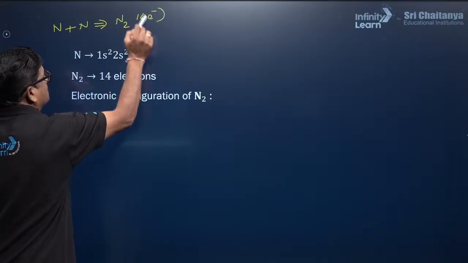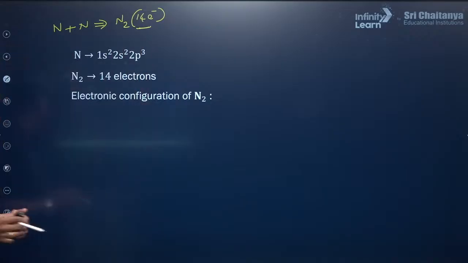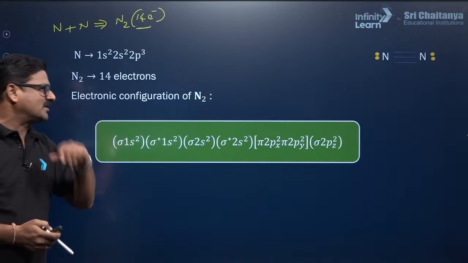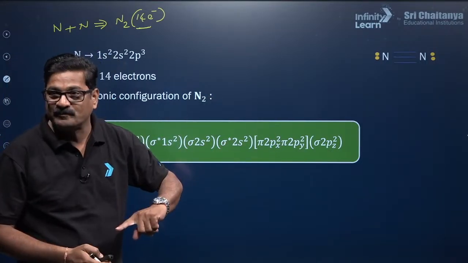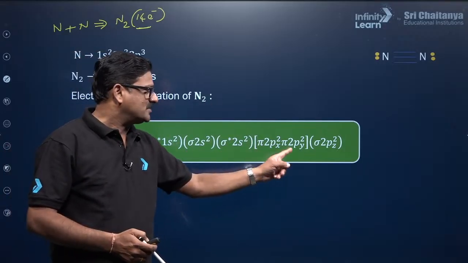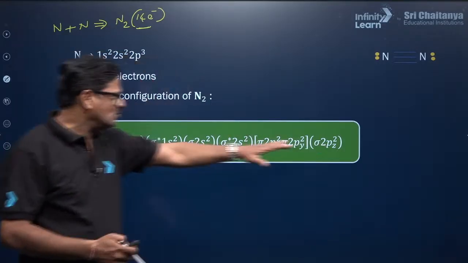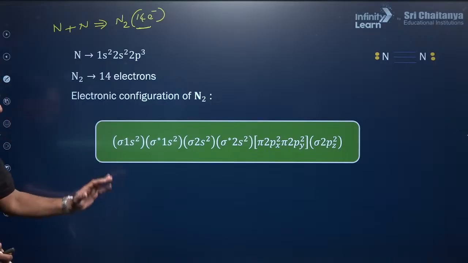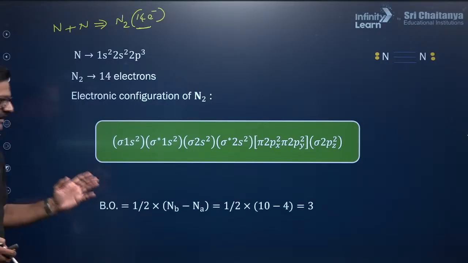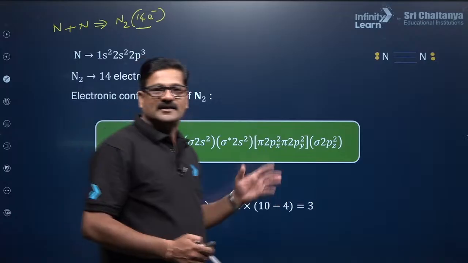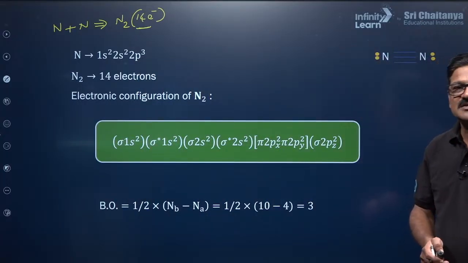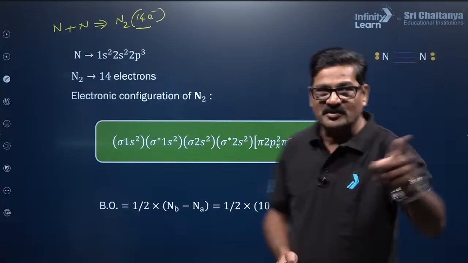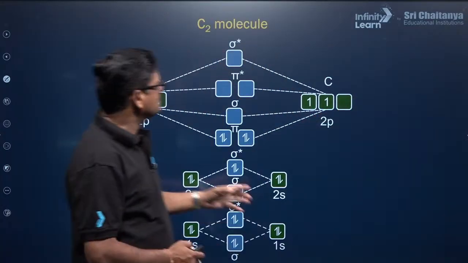14 electrons. These 14 electrons can be written as sigma 1s2, sigma star 1s2, sigma 2s2, sigma star 2s2. Now the pi orbitals come first: pi 2px2, pi 2py2, then sigma 2pz2. There is no unpaired electron, so it is diamagnetic. The number of bonding electrons is 10, antibonding electrons are 4, divided by 2 is 3. So you see a triple bond here, nitrogen to nitrogen triple bond.